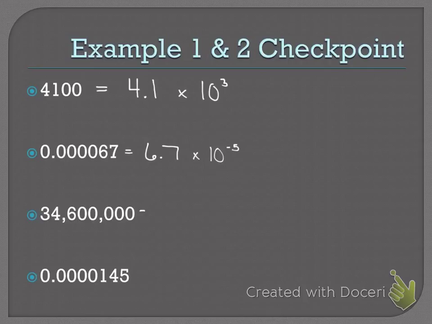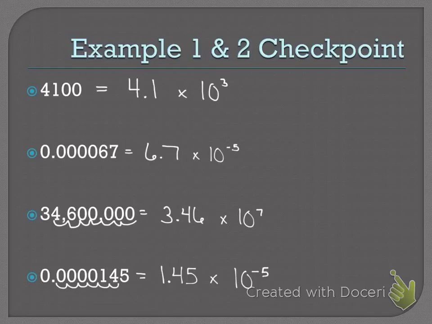What about my third one? 3.4 times 10. Hold on. 3.4 what? 3.46. You have to include all the numbers in the original number. If you drop off your 6, you're changing the value. Okay, so you have to include all the numbers in your decimal times 10 to the what? 7th power. All right, what about my last one? What's my decimal value going to be?